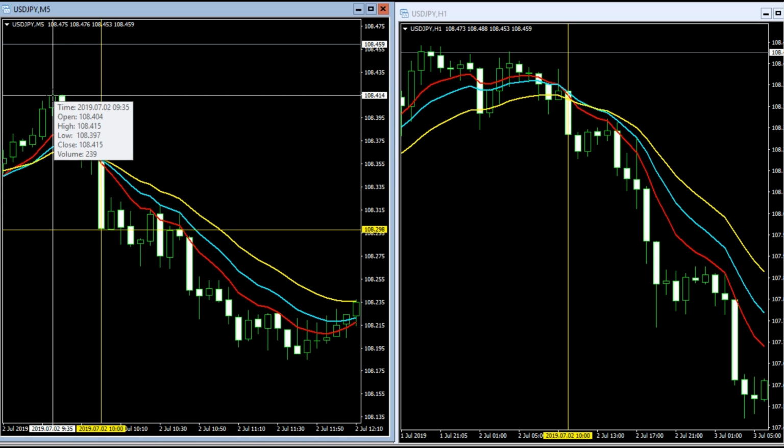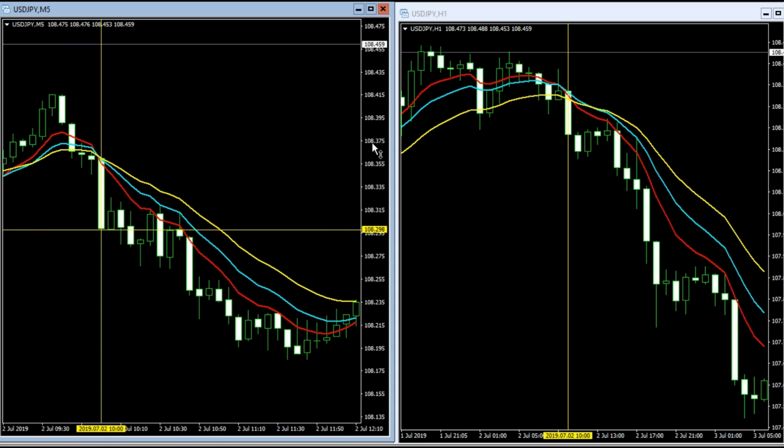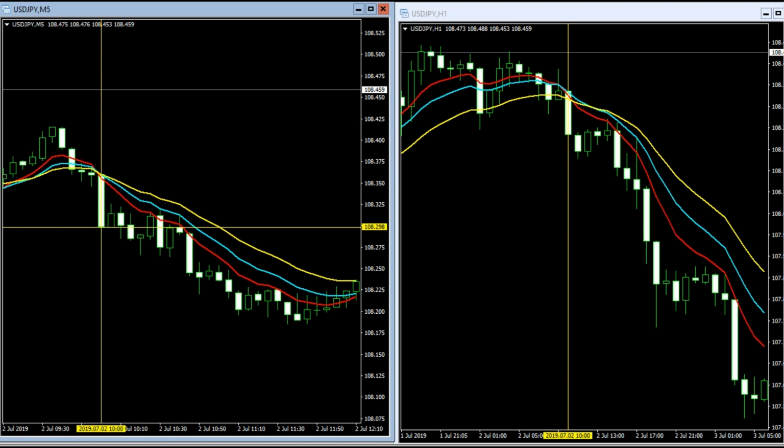So the high of this candle was 108.415, so it's going to be 108.455, 108.445. There it is. Okay, this is our entry, and this is going to be our stop loss.